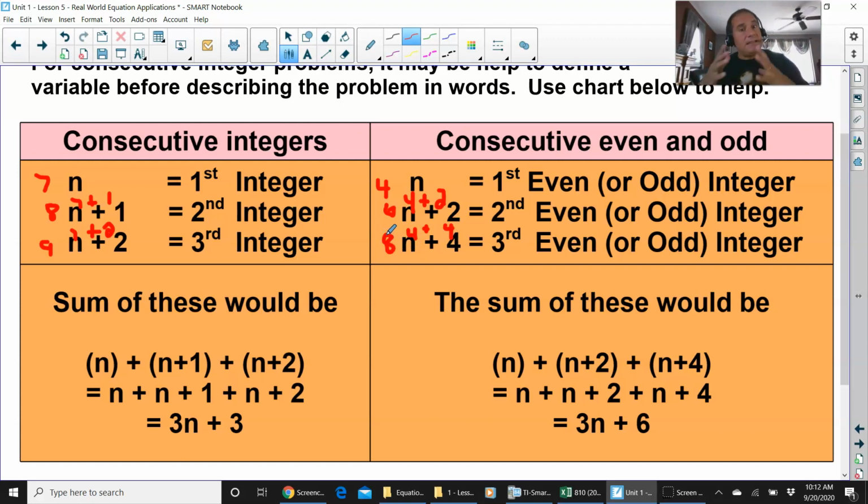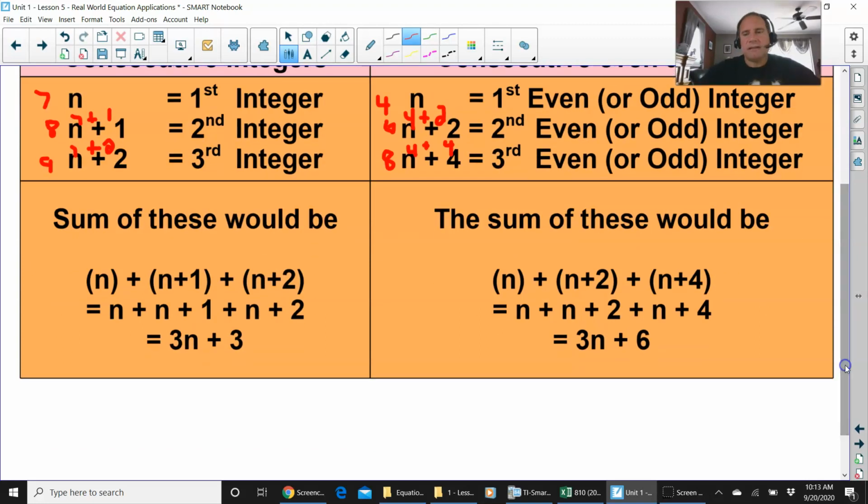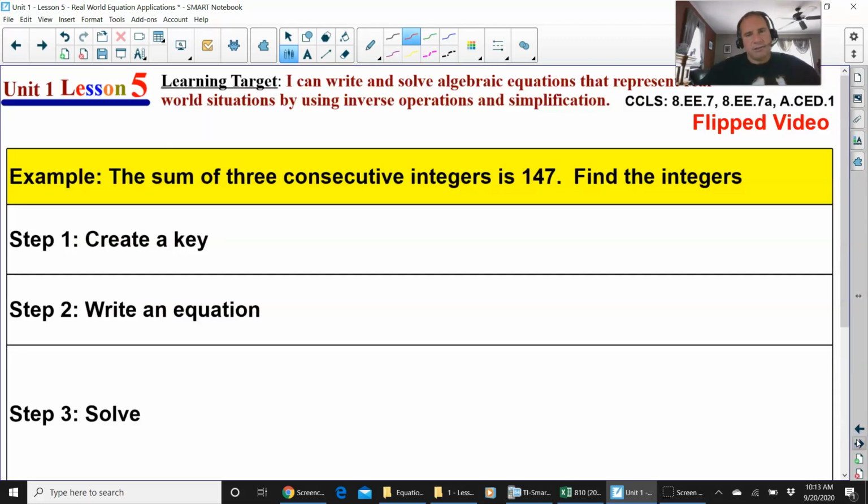Consecutive even and consecutive odd have the same n plus 2, n plus 4. Just because you have an odd number doesn't mean you're going to do n plus 3 ever. It doesn't work that way. Wherever n starts, whatever x starts, it is always plus 2 to the next even or odd number. 15 plus 2, 17. That's the next consecutive odd. I didn't add 3, I added 2. All right, so we'll put this into practice in the next question.